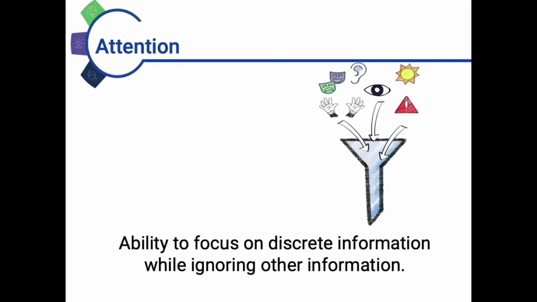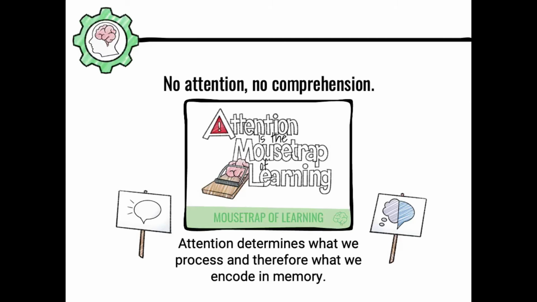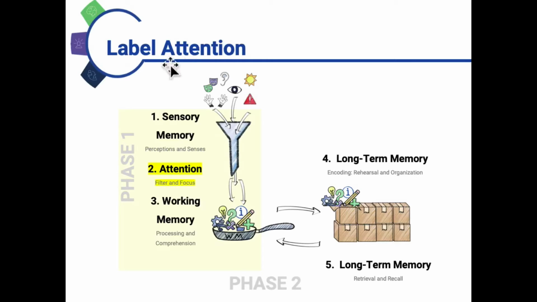So attention is that ability to focus on discrete information while we ignore the other information that our brain has said is less important or is less of a priority. The law is attention is the mousetrap of learning, and it means that attention determines what we process and therefore what we encode into memory. If there's no attention, there can't be any processing or encoding, which is why we say no attention, no comprehension. So sensory information is filtered and focused in attention. Once that information is filtered and focused, it lands right here in what we call working memory.